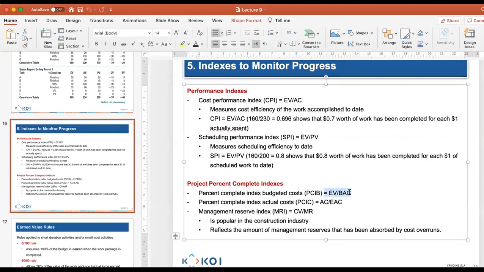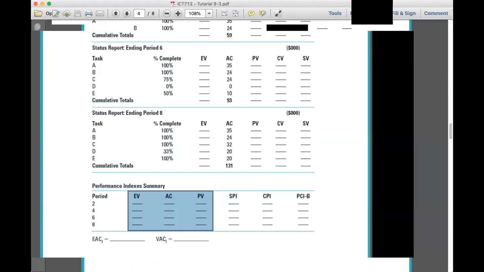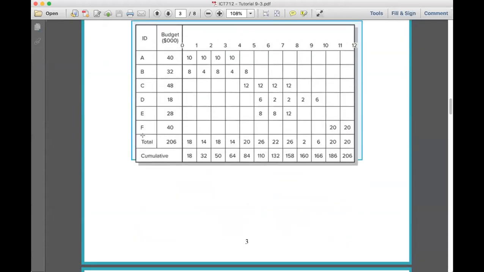So earned value divided by budgeted at completion. My earned value, I have it, and then I need my budgeted at completion. You're going to ask me, what is budgeted at completion? Well, if you add this cumulative value, the budgeted at completion for the project was 206. So my BAC is actually 206.